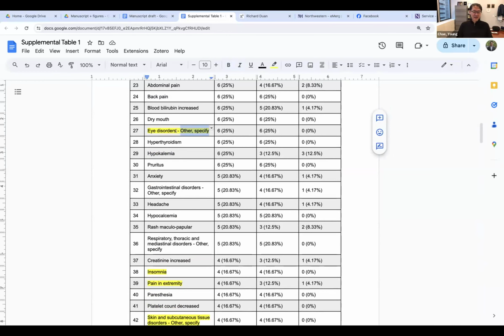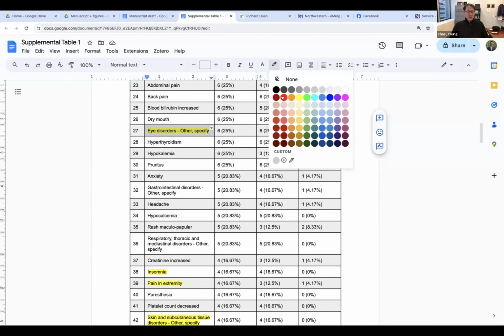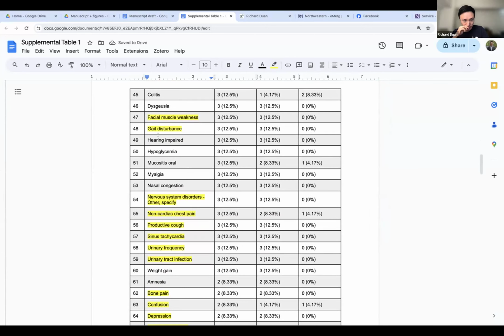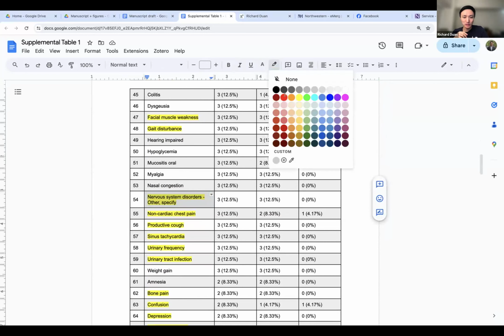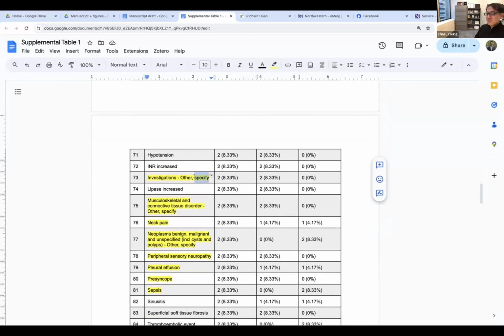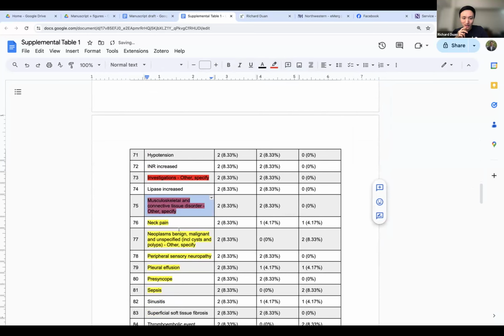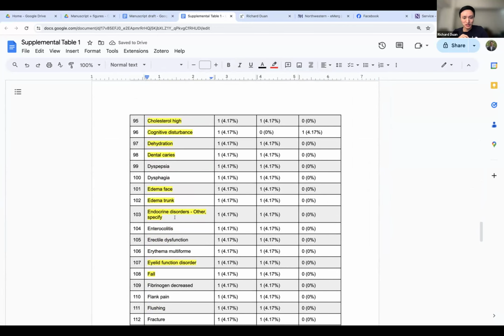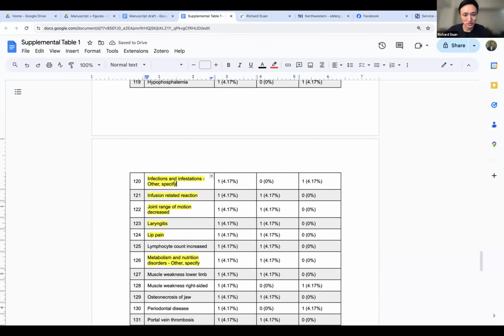Other specify, let's delete that, for the same reason I told you. But insomnia, pain, gait disturbance, all these I'll keep. If we had that specified as a specific symptom, then we could rescue those. But at this point, it's hard to go back and retrieve everything, and it's not that important. Okay, I'll just keep everything else and put it in the supplement. That was it for the changes I had to make.